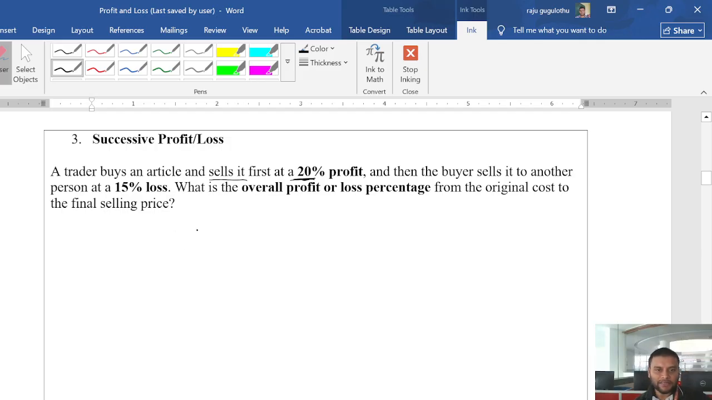Okay, so let us say he is buying at 100 rupees. We are assuming that the first fellow is buying at 100 rupees and he is having 20% profit, meaning 20 percentage of 100 is 20 rupees. So he is selling at 120 rupees, friends, because he is having 20% profit.